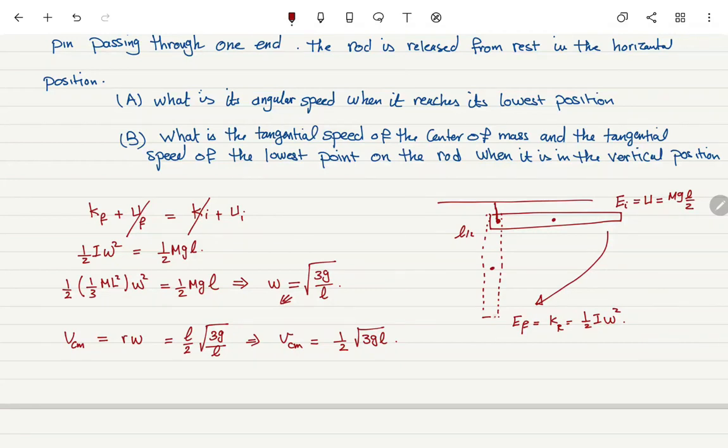Now at the lowest point here, the only difference is the distance r. In the previous case it was L over 2. Now in this case it's the whole length L. In this case V equals 2 V center of mass, or in other words V here equals the square root of 3gL.